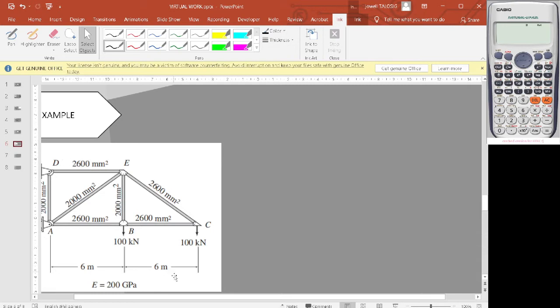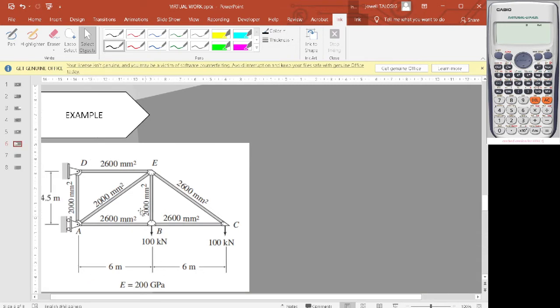So we have here 8 rods. As you can see, we have a support at A and D, and then we have a load of 100 kilonewton at points B and C. As given, the cross-sectional area here is 2600 for DE and so on. And now we need to determine the deflection at C.